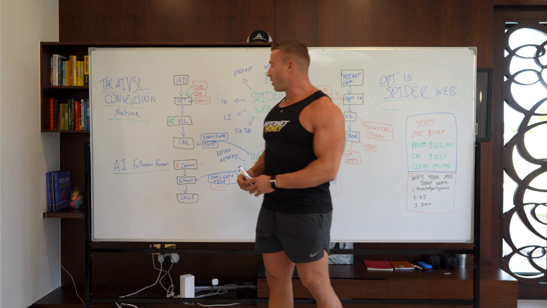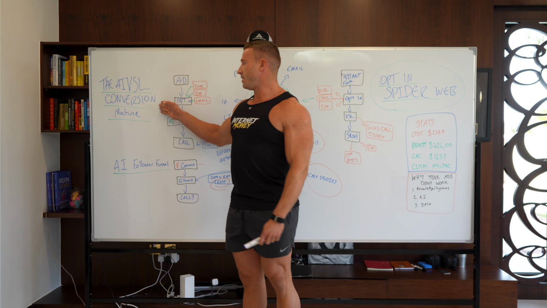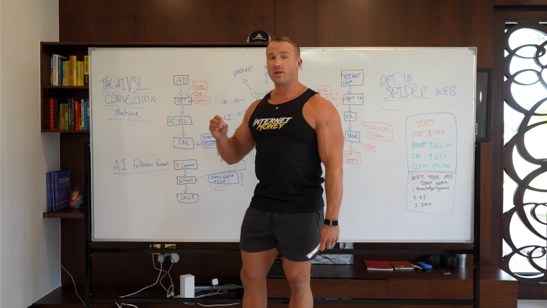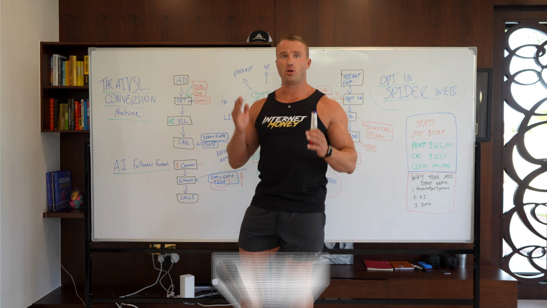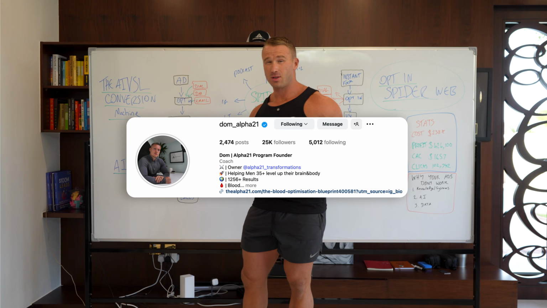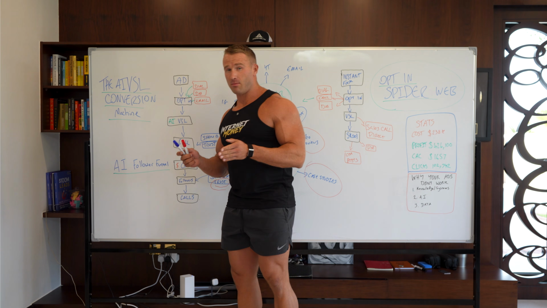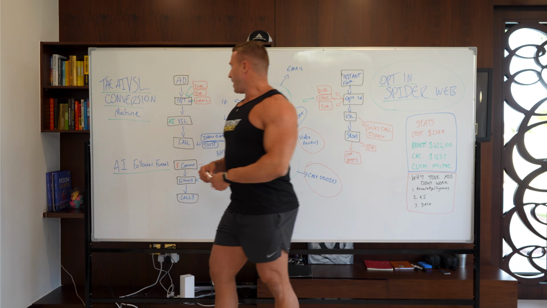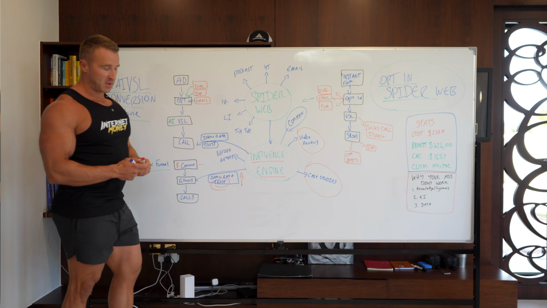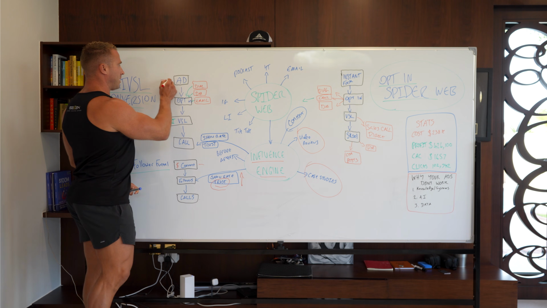The second one we're going to look at is the AI VSL conversion machine. We've rolled this out with some of our biggest clients, someone like Don Wenner, for example, in 7-figure scaling systems, doing around 150 to 200K a month using a VSL. And what this essentially looks like is we start with an ad.